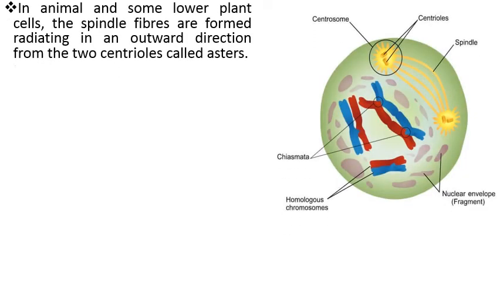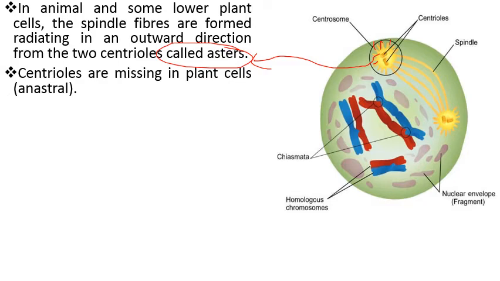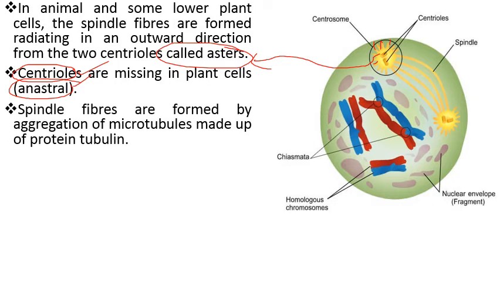In animal cells and some lower plant cells, the spindle fibers are formed radiating in an outward direction from the two centrioles, called aster. जो animal cells हैं उनमें बाहर की तरफ कुछ rays-like structures निकलती हैं जिन्हें कहते हैं asters, और इस तरह के mitosis को बोलते हैं astral mitosis. Here the centrioles are missing in plant cells. जो प्लांट सेल्स होते हैं उनमें सेंट्रियोल्स एब्सेंट होते हैं और उसमें जो माइटोसिस होती है, that is anastral mitosis, मतलब इसमें एस्टर रेज नहीं बनती हैं, और इस तरह के माइटोसिस को बोलते हैं एनेस्ट्रल माइटोसिस.